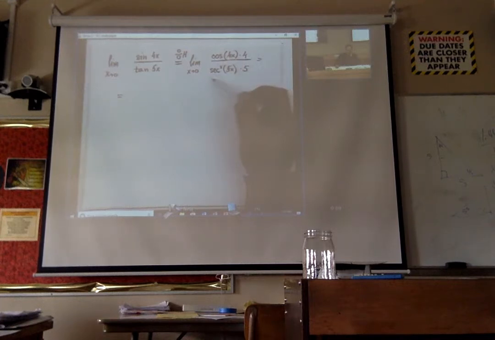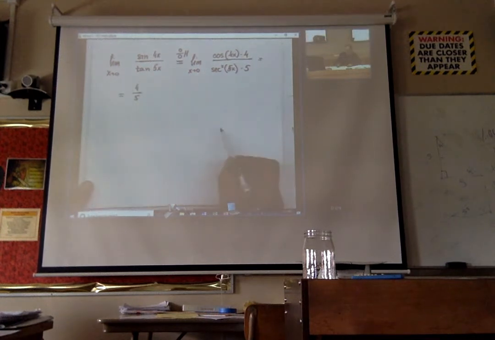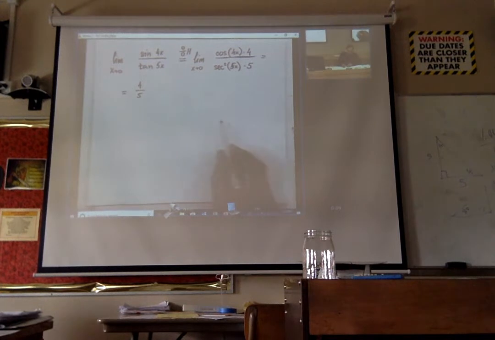And secant squared of 0 also will be 1, right? Because secant is 1 over what? Cosine. So as the answer we have what? 4 over 5. Okay, not the quotient rule. Well, let's take a look at one more.